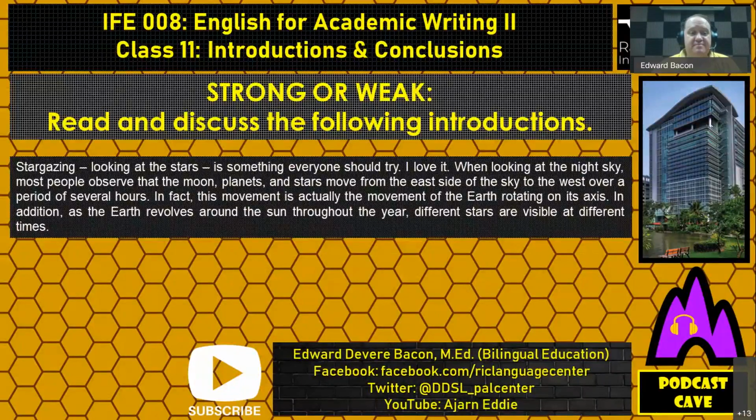When looking at the night skies, most people observe that the moon, planets, and the stars move from the east side of the sky to the west over a period of several hours. In fact, this movement is actually the movement of the Earth rotating on its axis. In addition, as the Earth revolves around the sun throughout the year, different stars are visible at different times.